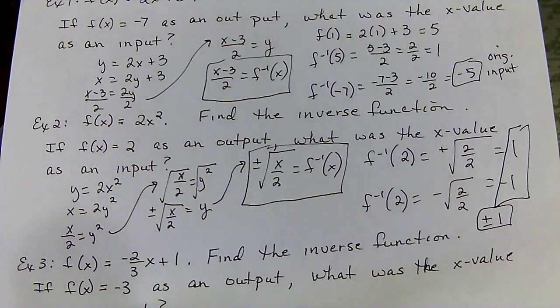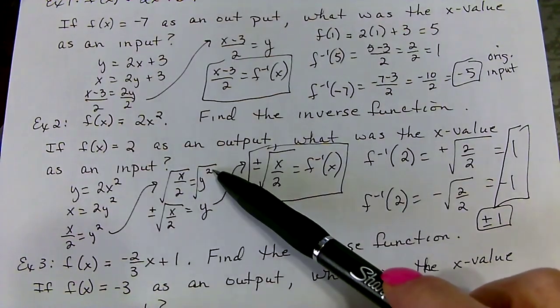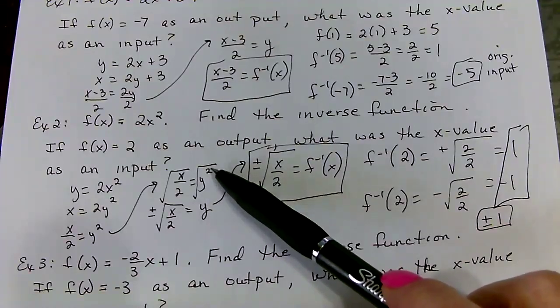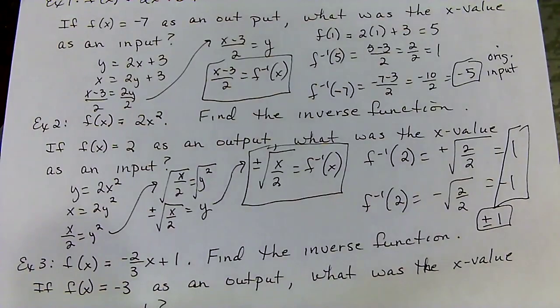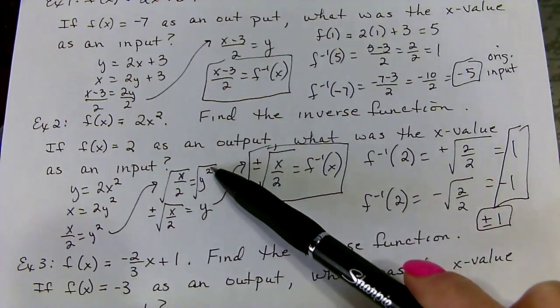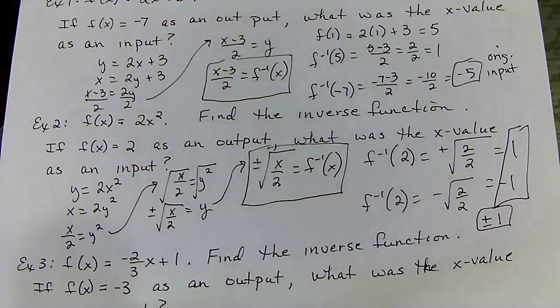Both answers work. You only have to do this plus or minus if you're taking the square root of something that's squared. If it's a cube root, you don't have to do it. Remember that rule: if it was even, it's plus or minus. If it's odd, it's just the answer.